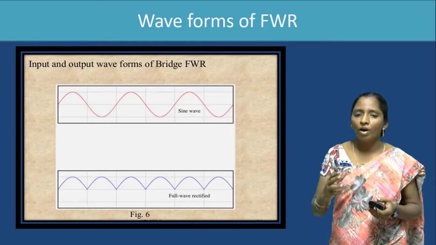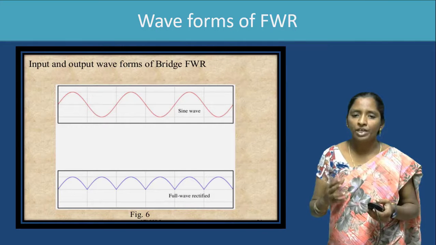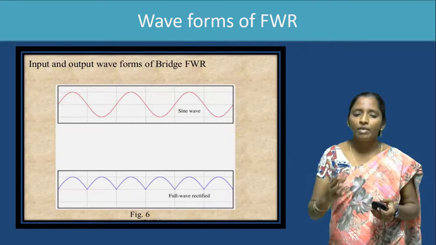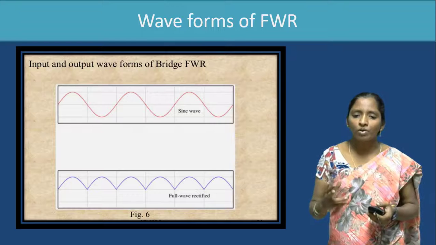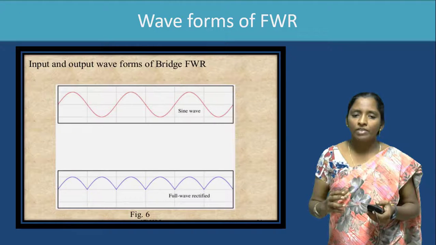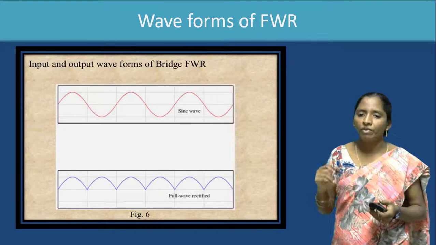So the final waveform of the full wave bridge rectifier is this one. Here we are getting output during the positive half cycle as well as in the negative half cycle. This is the waveform of the bridge full wave rectifier.